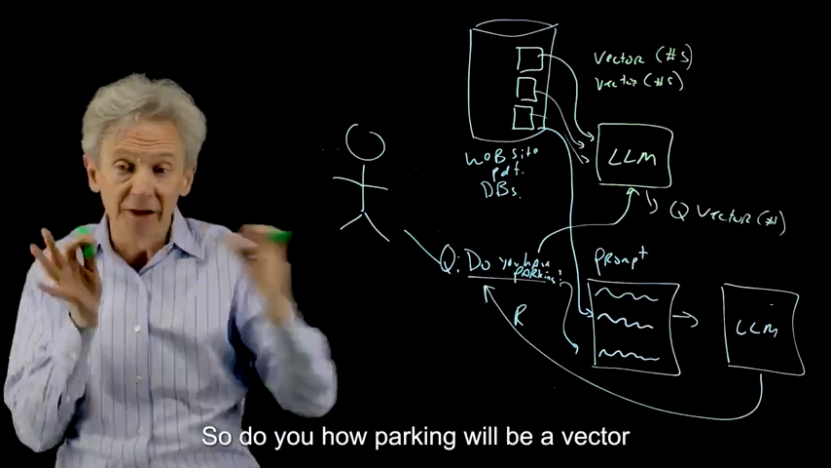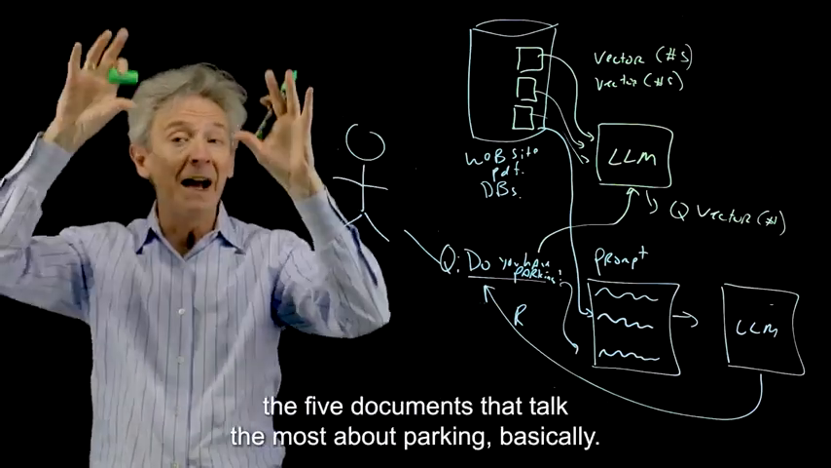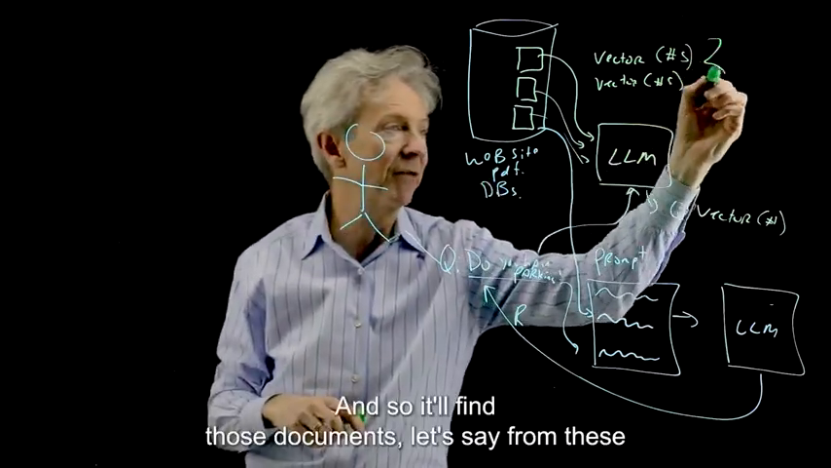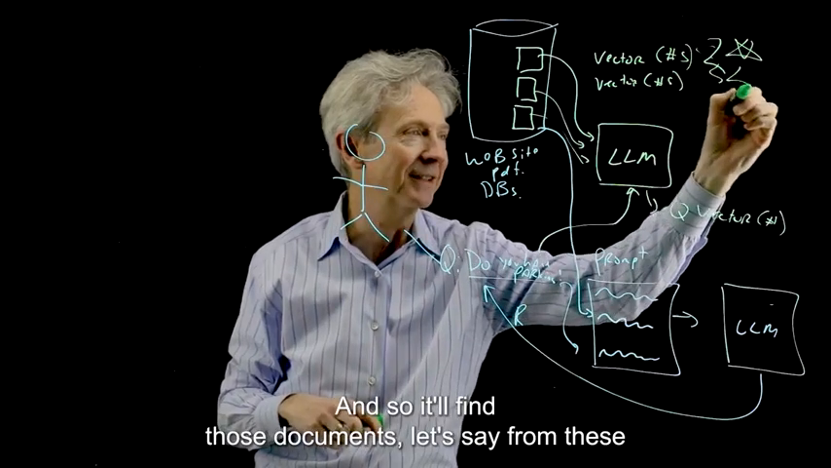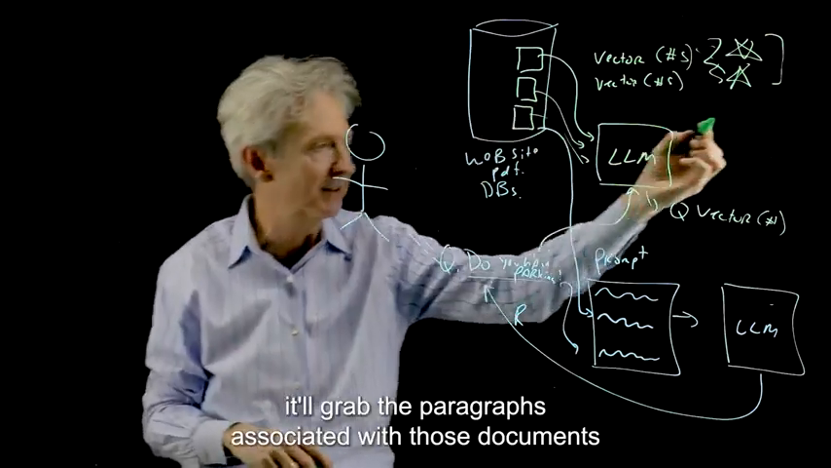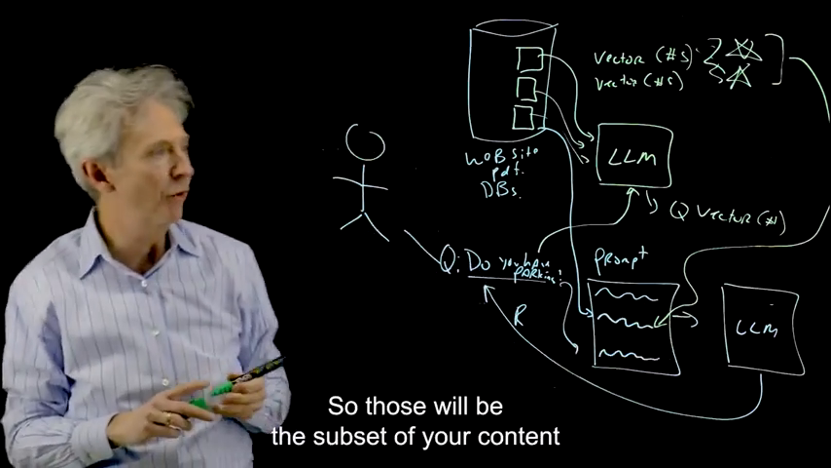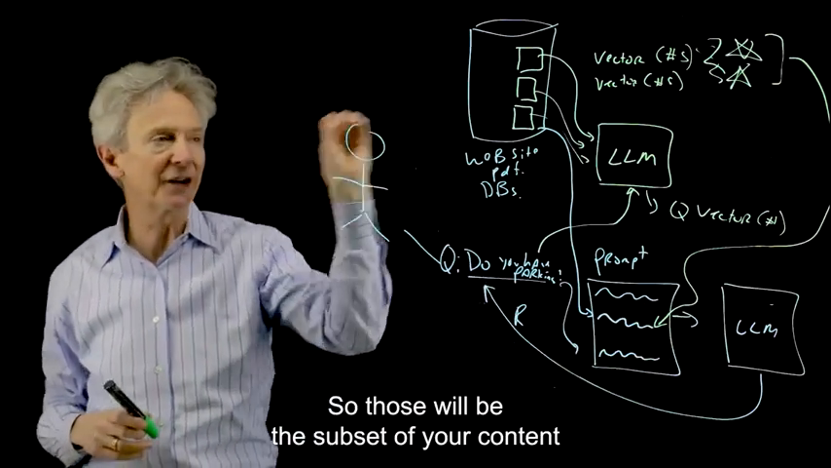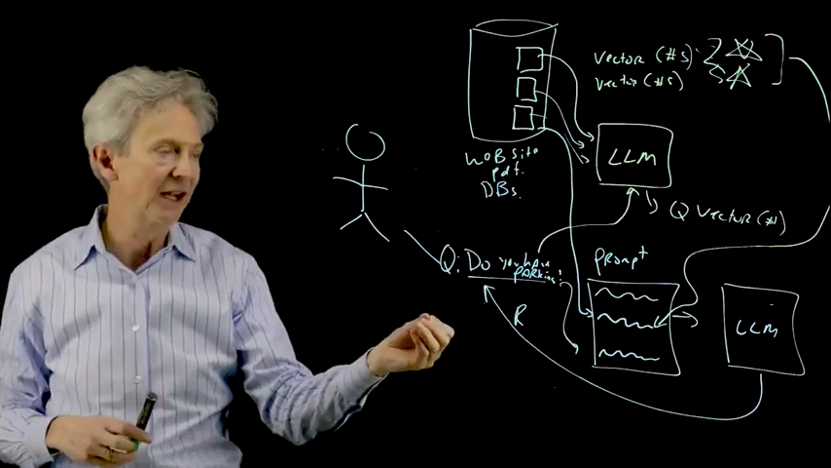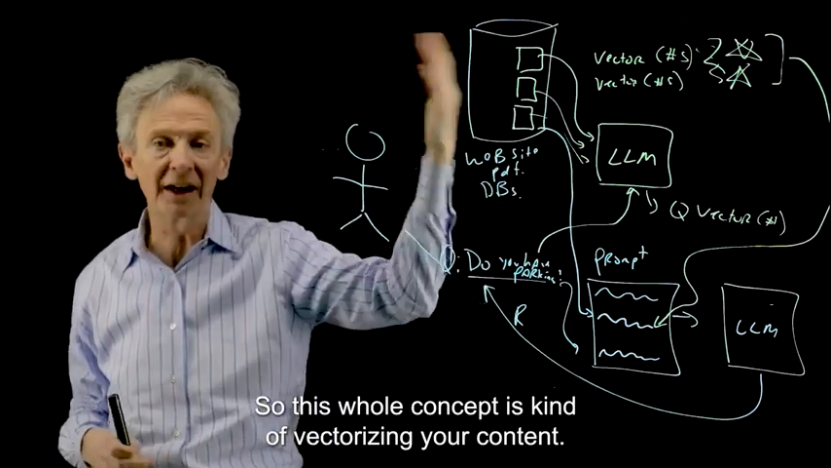So do you have parking will be a vector. And then you have all your content, and it's going to try and find the 5 documents that talk the most about parking, basically. And so it'll find those documents, let's say, from these. It'll grab the paragraphs associated with those documents, and it'll use that here. So those will be the subset of your content, basically, that is used as part of the prompt before the prompt. Okay? So this whole concept is kind of vectorizing your content.